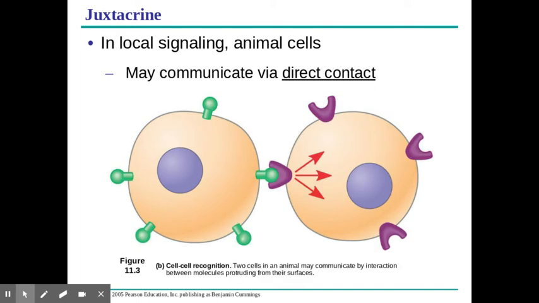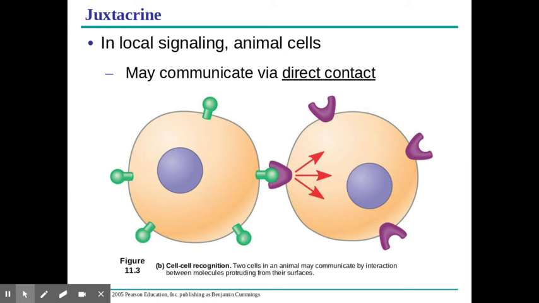But juxtacrine means they're touching. So this is still an example of juxtacrine. They're communicating again via direct contact. So again, this would have to be very local, very close by each other if they have to touch, obviously. This is again an example of juxtacrine. But this cell is in essence conveying a message to this cell, and you can see it's coming into the cell.